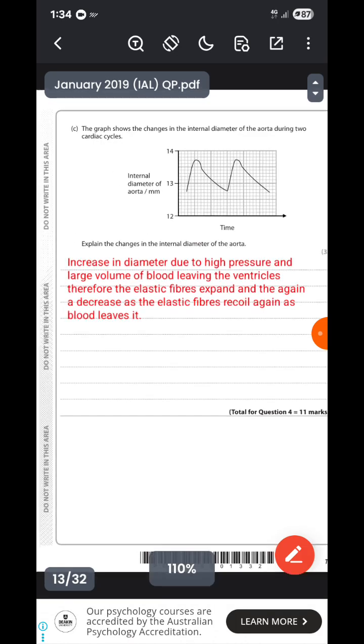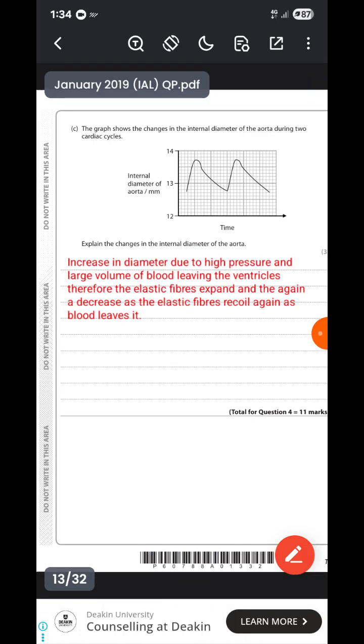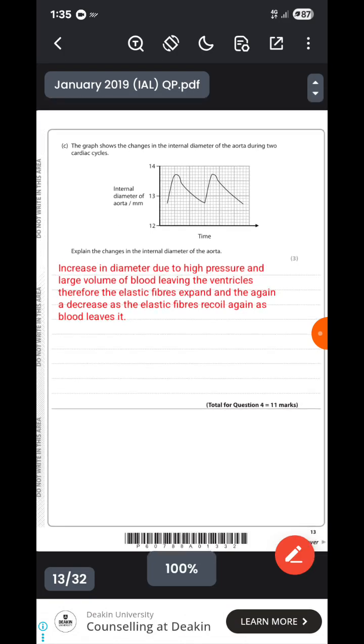Okay, so due to the expansion of the elastic fibers, the internal diameter of the aorta increases, and again we can say it has decreased. It's because once the blood leaves, the elastic fibers recoil again, and then it again increases, again decreases. Okay.